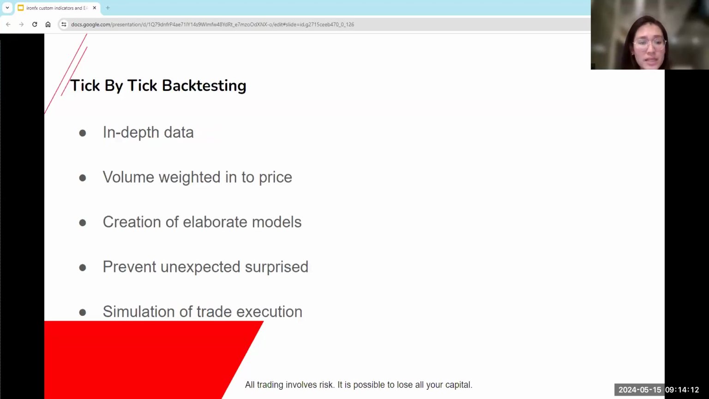So what is tick by tick backtesting? It basically uses in-depth data and volume weighted into price. It involves creation of elaborate models, and it prevents unexpected surprises, and it also simulates your trade execution.